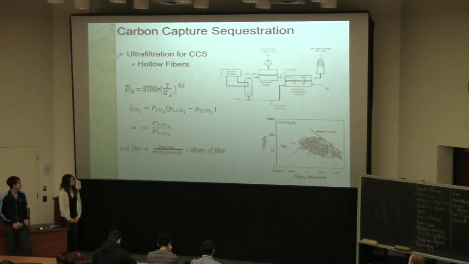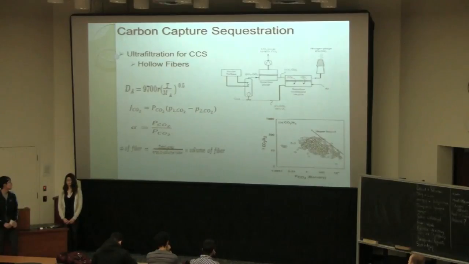Membrane structure, which we chose to be hollow fiber because it has a high area to volume ratio. This allows for a more compact design and easy setup. Once we calculate that, we can know how many membranes we can set up in parallel to compensate for the flow rate.